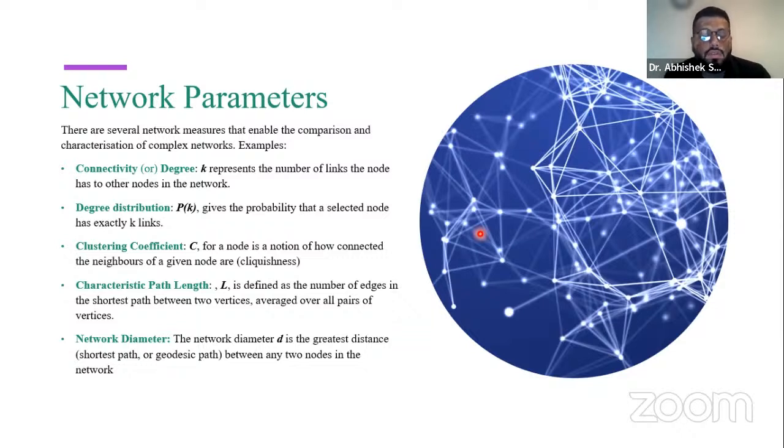There are several network measures that enable the comparison and characterization of complex networks. Now, the first one is connectivity or degree. We call how well they are connected, how well a network is connected. It's not just connecting the dots. It's every connection and every dot, and how they are placed in the network, has a meaning. It's not just connecting the dots.